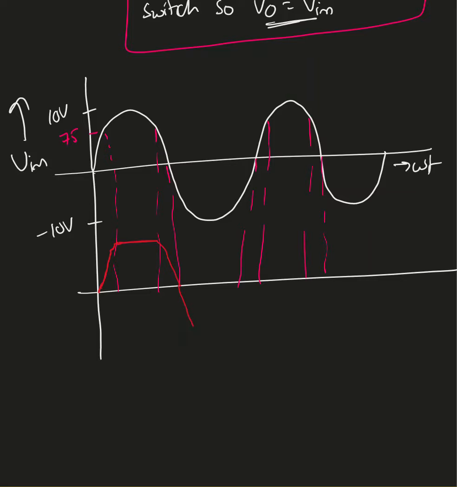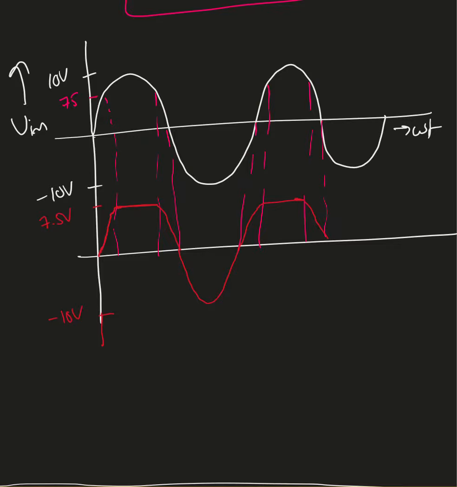In the negative half cycle, there is no difference; it's the same as the input waveform. For the positive half cycle, it's going to be clipped at 7.5 volts. So here 7.5 volts, here negative 10 volts. It is varying from positive 7.5 volts to negative 10 volts. This is the clipper circuit with the Zener diode.